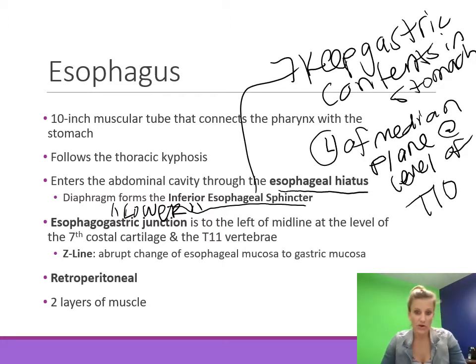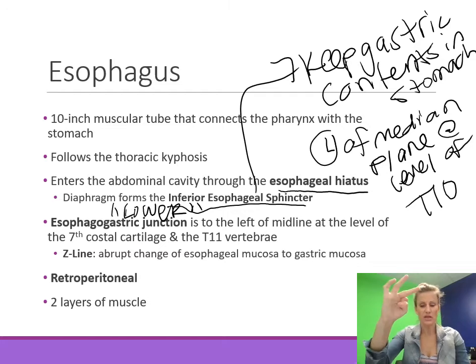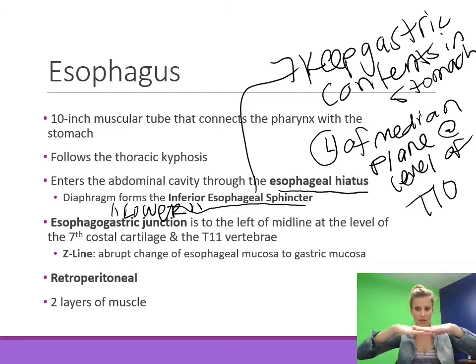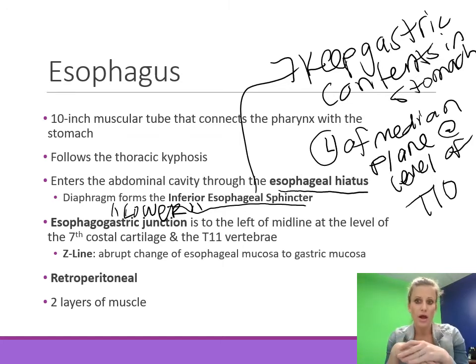So this inferior esophageal sphincter, right, this tightening around the bottom of the esophagus, is important at keeping that acid and all of the gastric contents down in the stomach. And typically it does. During certain pathologies like GERD, gastroesophageal reflux disease, that lower esophageal sphincter is not efficient at keeping the acid down in the stomach, and the acid actually washes up into the esophagus. And we'll talk about that a little bit later and the problems that can cause.